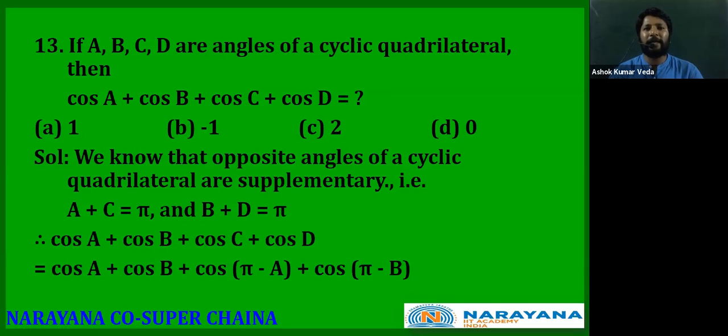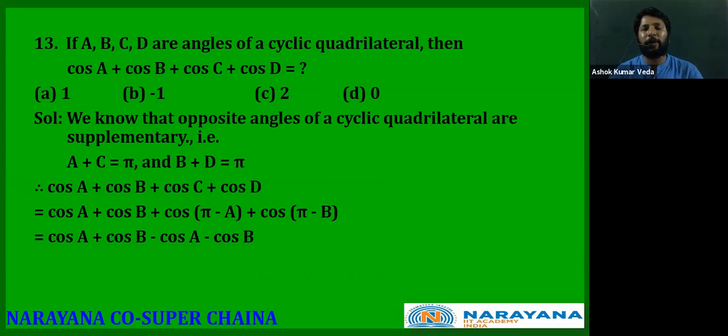Okay, so then can I say that cos A plus cos B plus cos C plus cos D is equal to cos A plus cos B plus cos of pi minus A plus cos of pi minus B? We can say that, right? Because I'm simply replacing C with pi minus A and D with pi minus B. But what is cos of pi minus A? You have studied allied angles, right? So what is cos of pi minus A? It is simply minus cos A, right? Because cos of pi minus theta is minus cos theta.